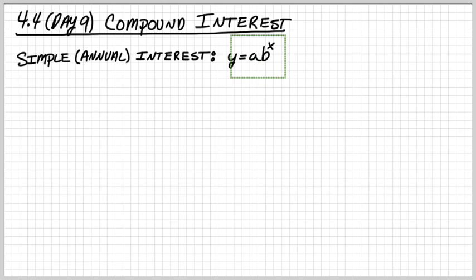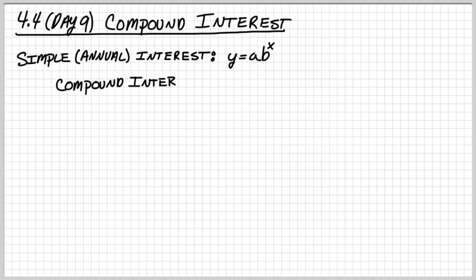So that's like A would be our initial amount, B would be our growth factor, and then X would be how many times it's actually compounded. Okay, so that's the really easy way that you can think about it.